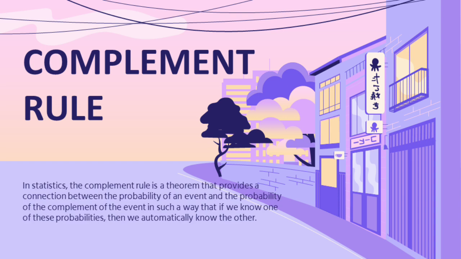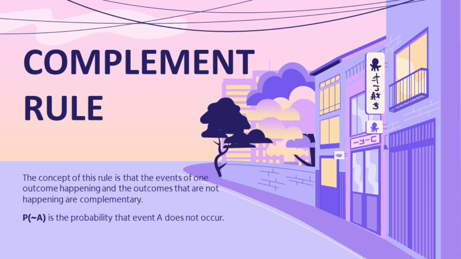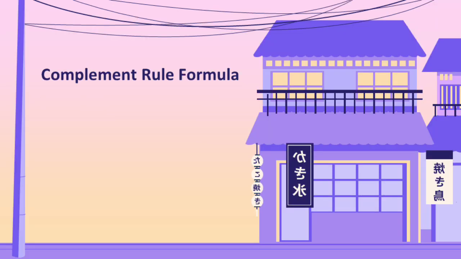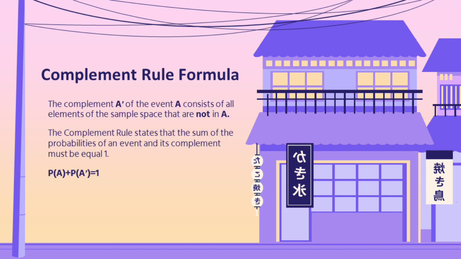In statistics, the complement rule is a theorem that provides a connection between the probability of an event and the probability of the complement of the event, in such a way that if we know one of these probabilities, then we automatically know the other. The concept of this rule is that the event of one outcome happening and the outcomes that are not happening are complementary. Now let's derive the formula of the complement rule in these statements.